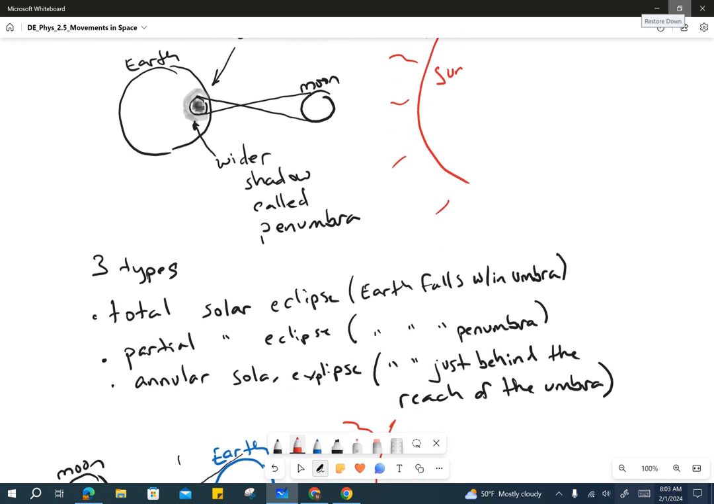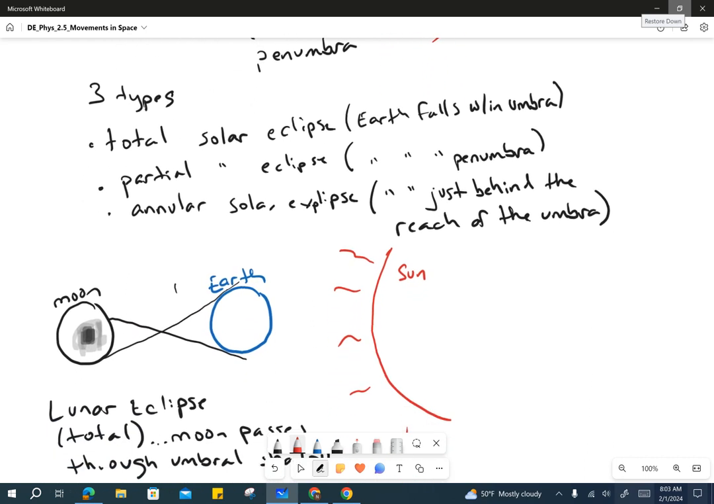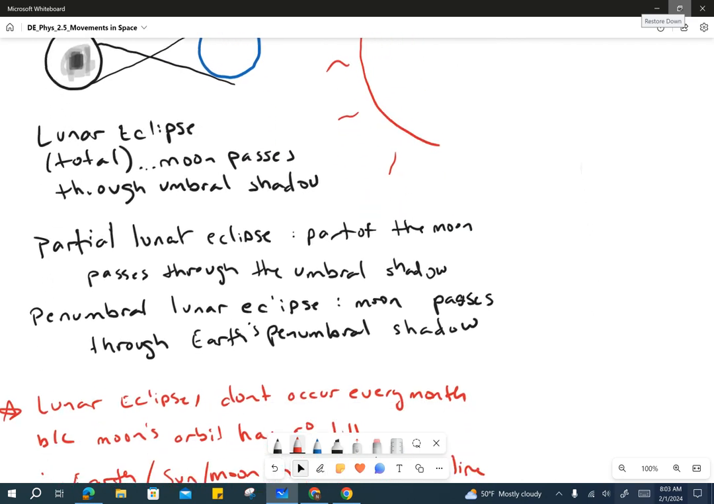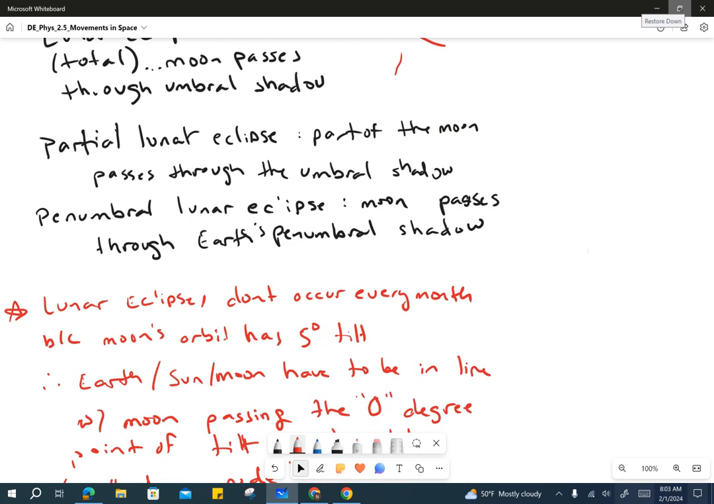And these would be examples of solar eclipses here, and you have three types of solar eclipses. You have your total solar, partial solar, and you have your annular solar eclipse. You also have your lunar eclipses. In this case, the moon is experiencing the eclipse because Earth is passing between it and the sun. You still have these ideas of umbral shadows.